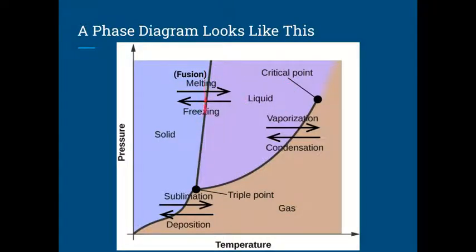So if you go across this line, from solid to liquid, you're melting, also known as fusion. Backwards is freezing. Going from a liquid to a gas, vaporization. Backwards is condensation. Going straight from solid to gas is sublimation. And the reverse is deposition. So these are all the phase changes that we've been looking at all semester.